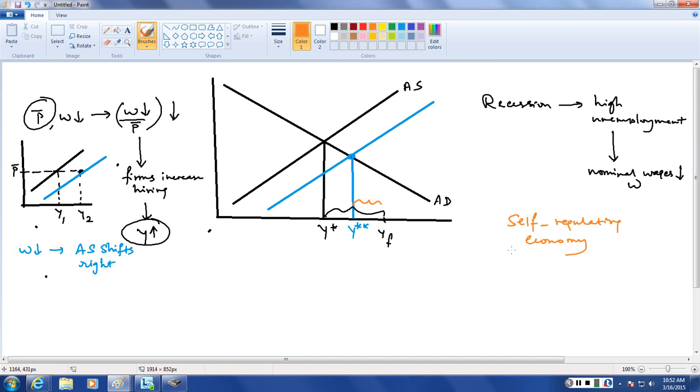Right? So this is something that economists believe. This was, however, discredited during the Great Depression because the Great Depression didn't just automatically go away. It lasted a whole decade.